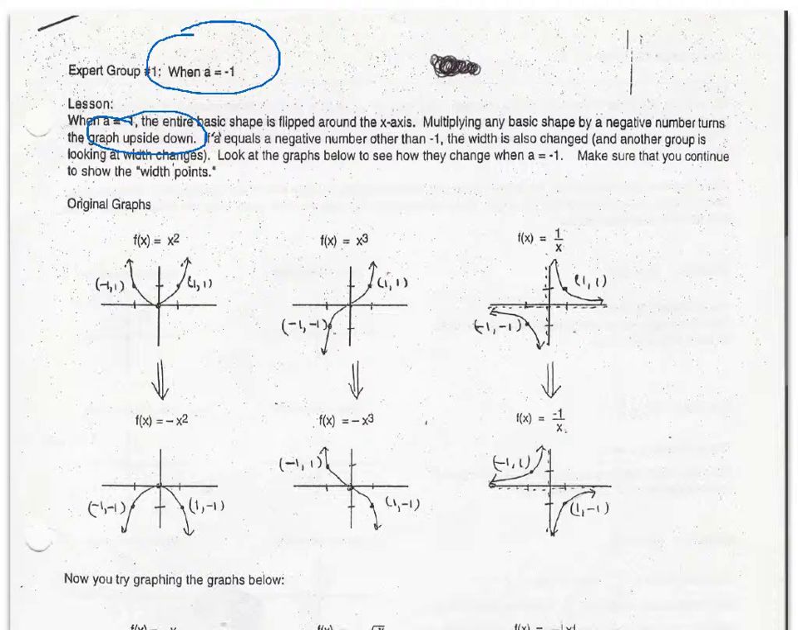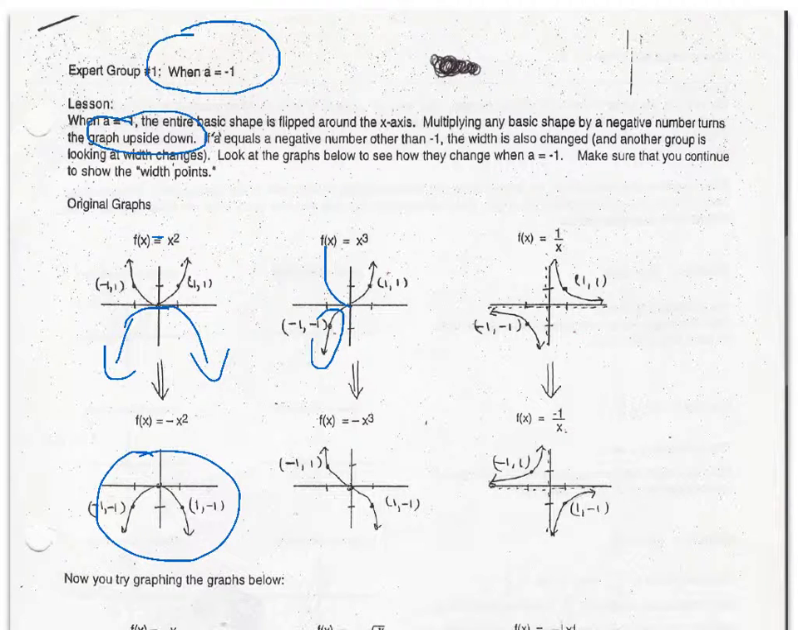You can see here, you have x squared, the parabola, and when you put a negative in front right there, it just flips. It looks like this, which is what you get there. Okay, x cubed, this flips, so this bottom part right here flips up like this. This part right here flips down, so this is what your graph looks like.